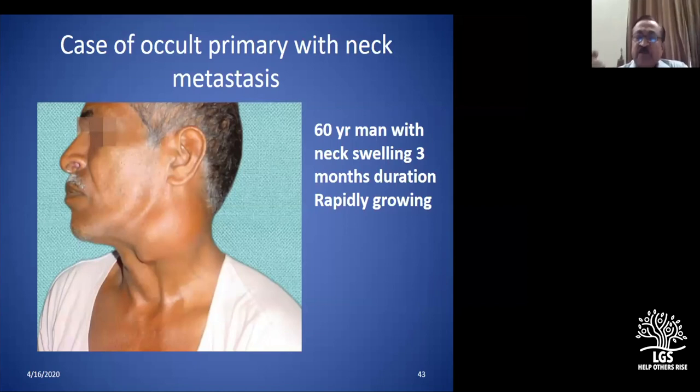Anything else? Negative point. History of difficulty in mastication. Difficulty in mastication is not there. Chewing is not there. Nothing is there. Why am I asking about oral ulcers? Because very often with this type of patients, you people are ready with some question. Whatever you ask, they will tell no. So that is why they are called occult primary. Okay. What else? Sir, history of fever and night sweats.